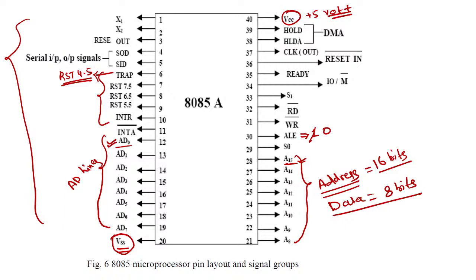So we have software interrupts and hardware interrupts. We have a vector address. What is the meaning of maskable and non-maskable interrupts? What is the priority of the interrupts? We will see all these things in the interrupt chapter.